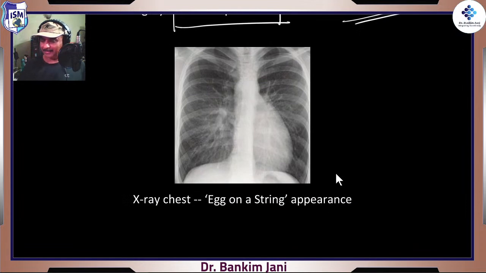And how would the X-ray look like? The X-ray would look like this shape, and that is what is called the egg on a string appearance. It is as if this whole thing is an egg which has been suspended by a string. So that is what is called egg on a string appearance.